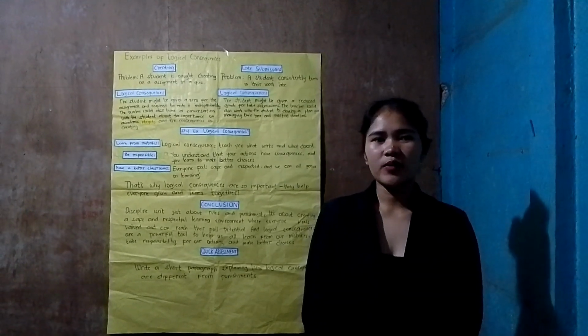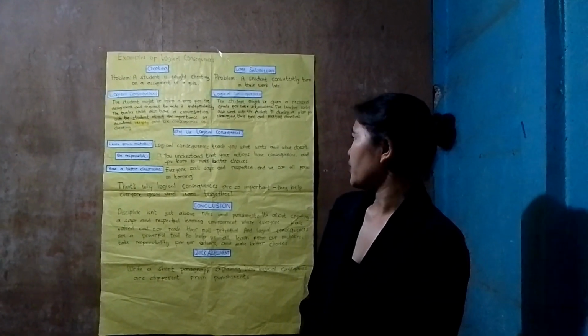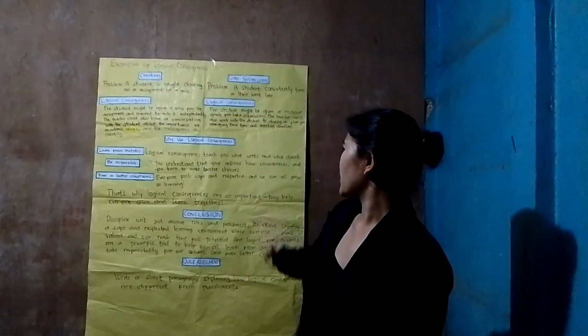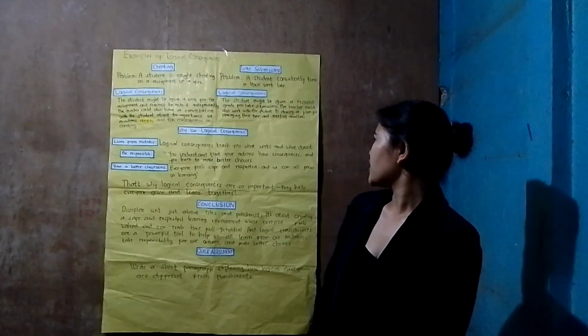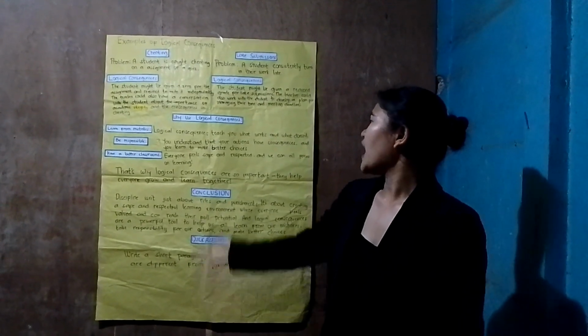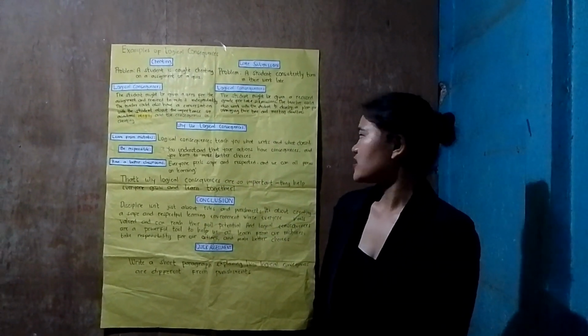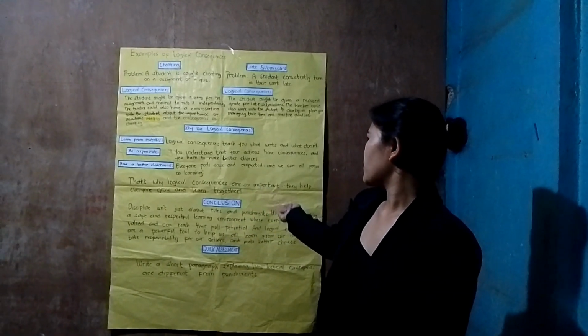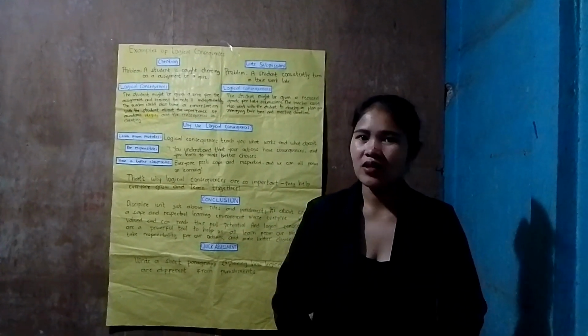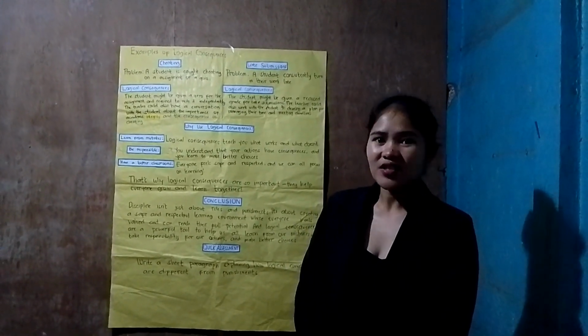So logical consequences help you, first, learn from your mistakes. Logical consequences teach you what works and what doesn't. Next is to be responsible. You understand that your actions have consequences and you learn to make better choices. Next is to have a better classroom. Everyone feels safe and respected and we can all focus on learning. So that's why logical consequences are so important. They help everyone grow and learn together.